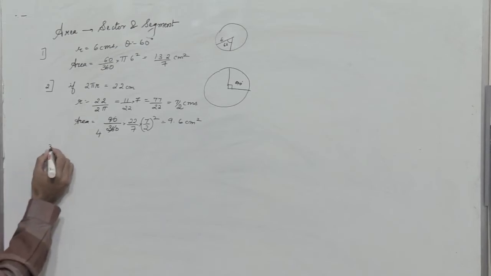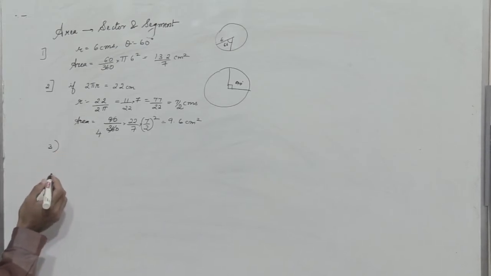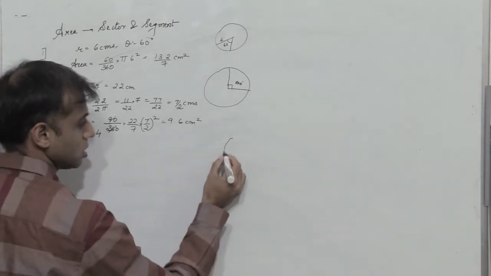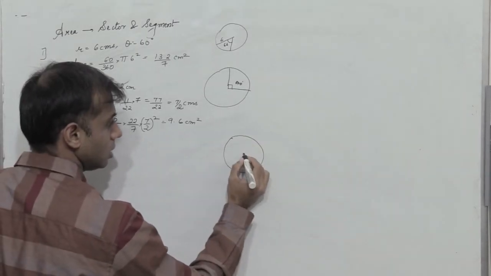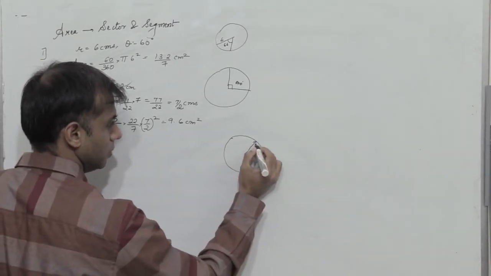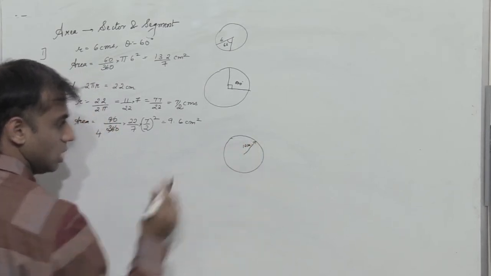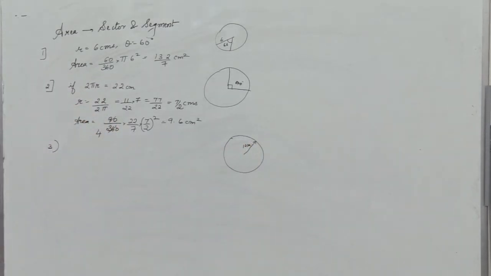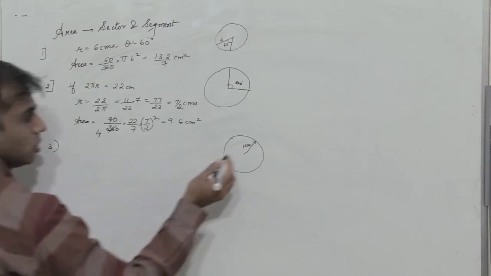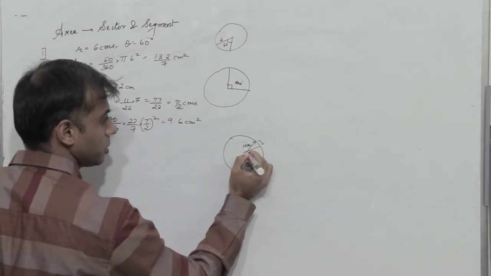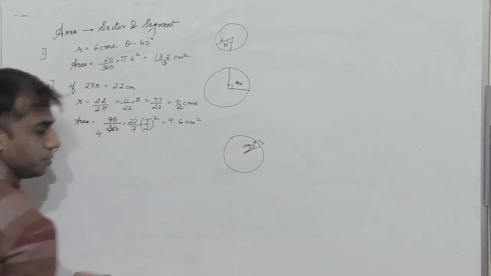The third problem is a very interesting problem. The length of the minute hand of a clock is 14 centimeters. So there's a clock here, the minute hand. So the length is 14 centimeters. Find the area swept by the minute hand in 5 minutes. So in 5 minutes, what is the area swept by the minute hand?